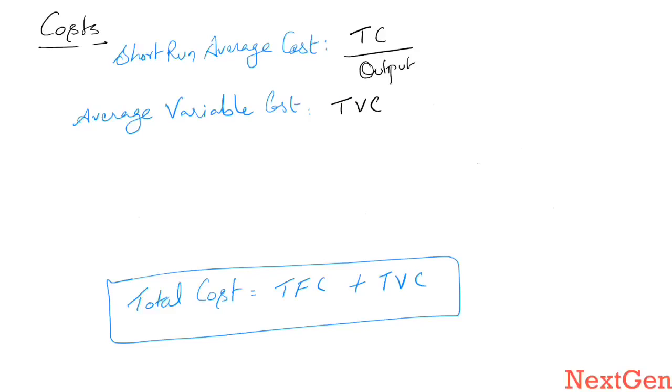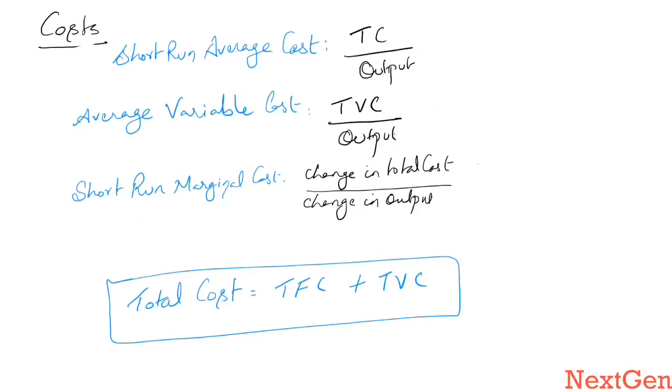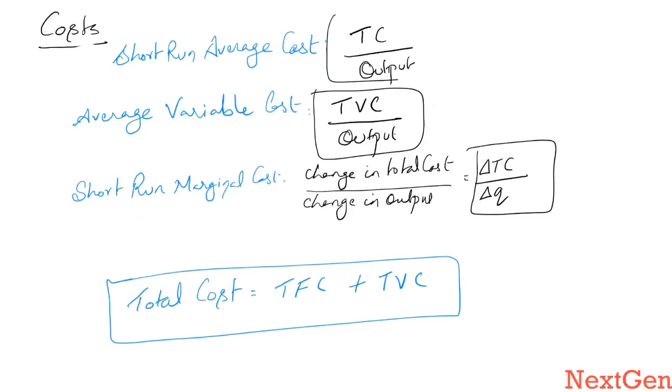Now the average variable cost is the total variable cost per unit of output produced. Short run marginal cost is defined as change in total cost per unit change in output, and it is denoted by delta total cost, which is change in total cost per unit delta quantity change in output.